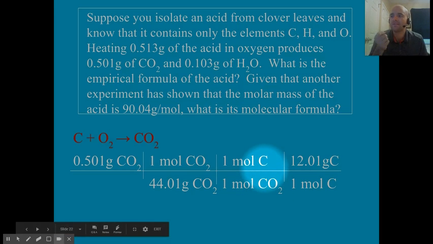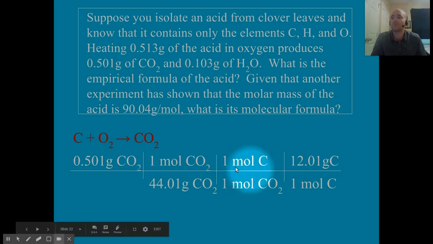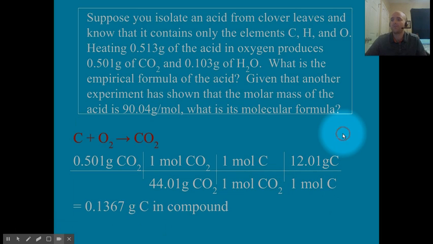Now, what this means is that in this molecule of CO2 there is exactly one carbon. So that's where this comes from. There is one carbon in CO2. So there's 1 mole of carbon for every mole of CO2. We're looking at this part right here. Then I convert moles to grams. And whenever I type it all into the calculator, that will give me 0.1367 grams of carbon.